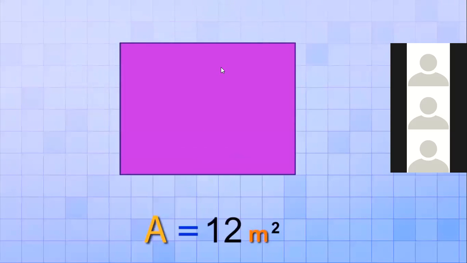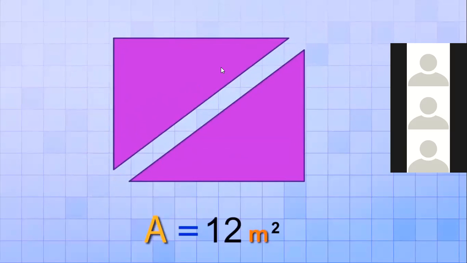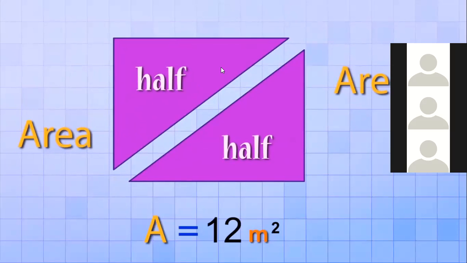But now, what if we were to cut this rectangle exactly in half along a diagonal line from opposite corners? It forms 2 triangles. And because each of these triangles is exactly half of the rectangle, that means that the area of either triangle must be exactly half the area of the rectangle.